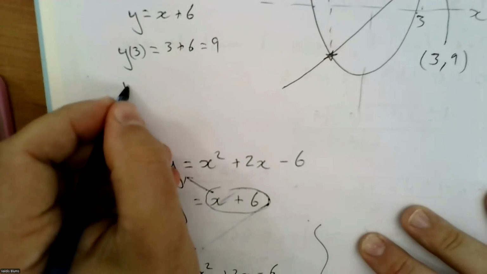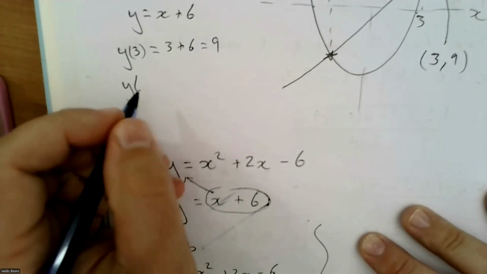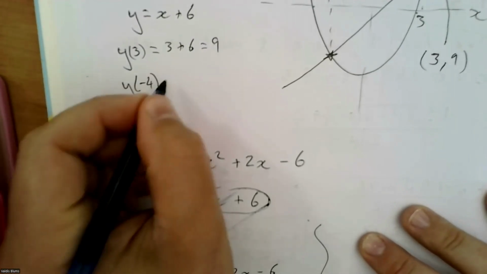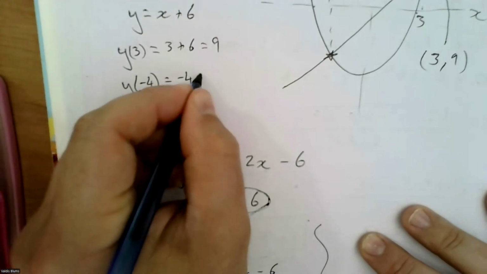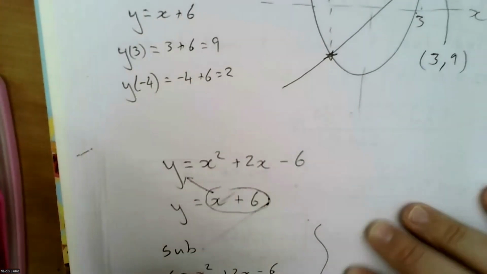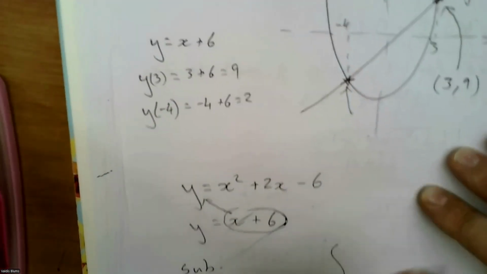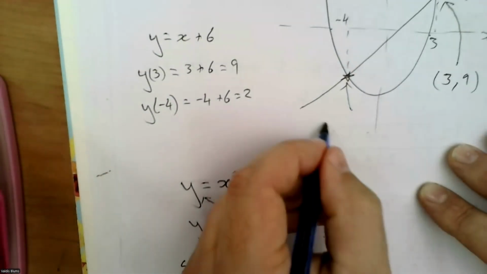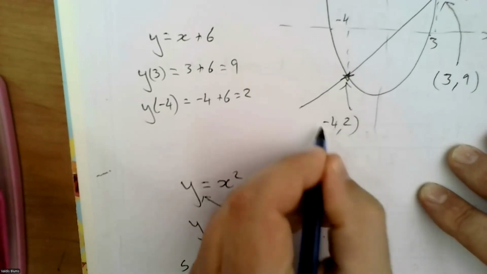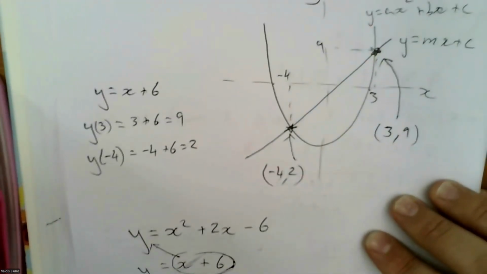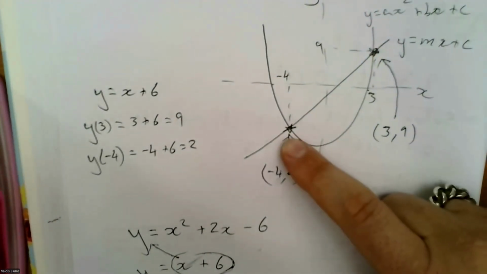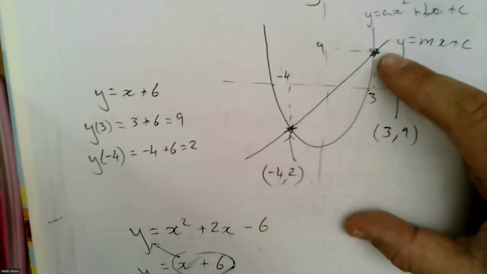And you plug in your other x value, which was negative 4. Minus 4 plus 6 is equal to positive 2. And so this one here would have been minus 4, positive 2. Now, this doesn't look like it's a positive 2, but this was just a random drawing that I did at the start.